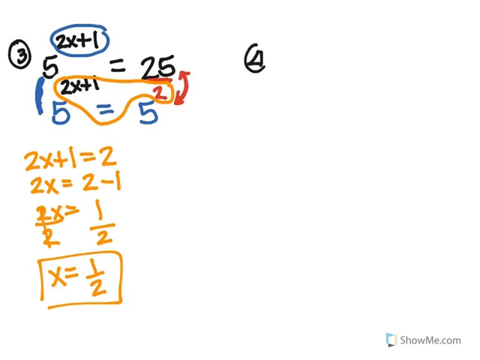Let's look at another one. What if we were to have 7 to the 3x minus 1 power equals 49? Well, hopefully you can see that if I got 7 and 49 as bases, then the lowest I can write them both in is in terms of 7.